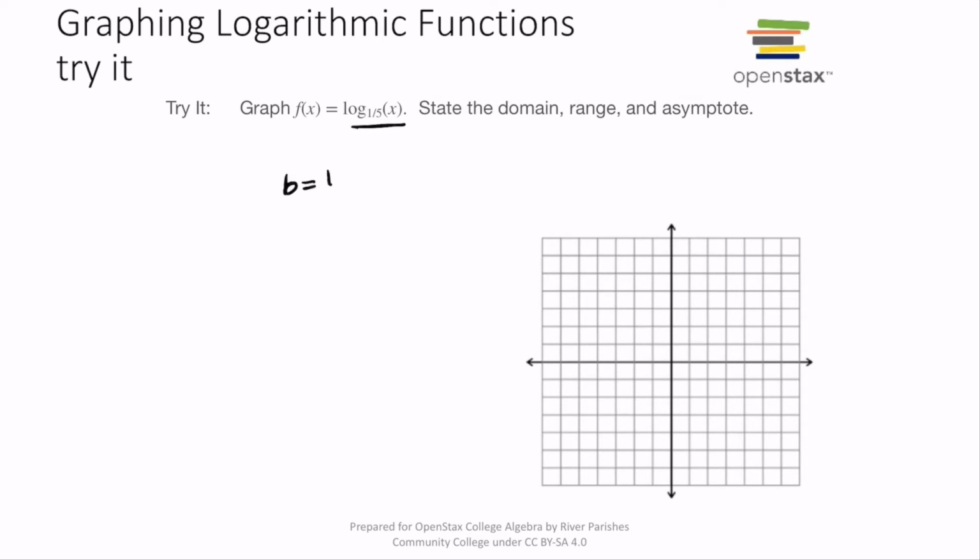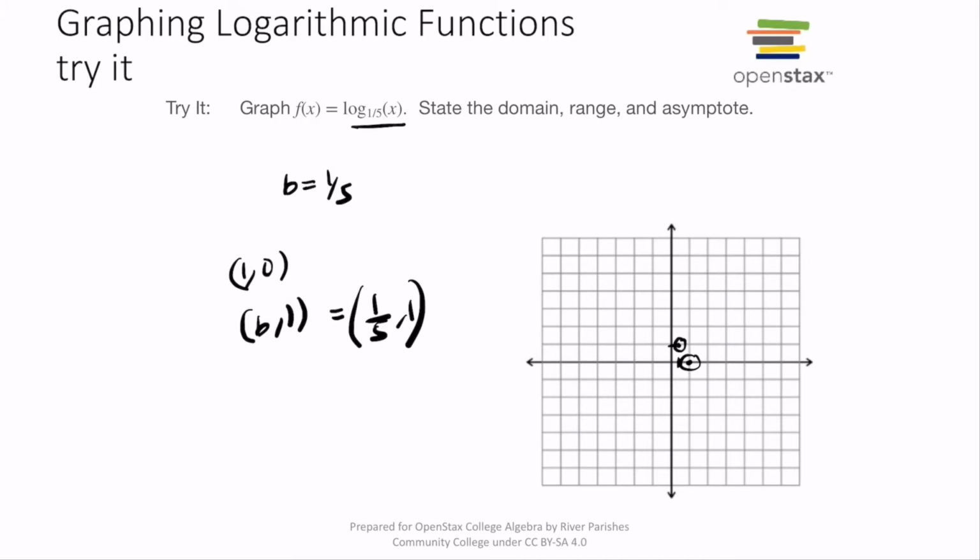So b here is 1/5. So we have 2 points, (1, 0) and (b, 1), which becomes (1/5, 1). So on the x-axis it is 1 and on the y-axis it is 0. This is one point. You also have (1/5, 1): on the y-axis it is 1, on the x-axis it is 1/5. So on the x-axis it is somewhere here, 1/5, and on the y-axis it's somewhere here.